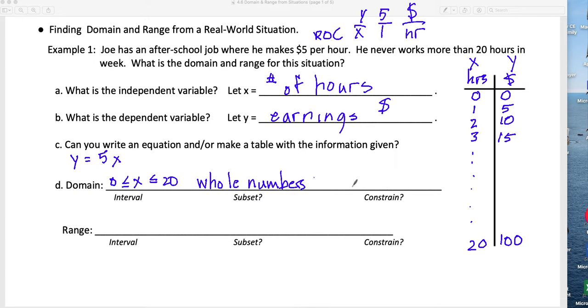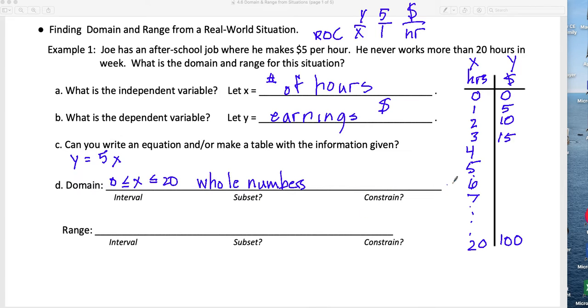And let's see if we have a constraint. 1, 2, 3, 4. I would just keep going between here. I didn't write them all down, but there's nothing that would say that I wouldn't have every number in between here, other than it would take a lot of space. So they just keep going. There's nothing that's missing here. So it's all whole numbers. So there is no constraint.